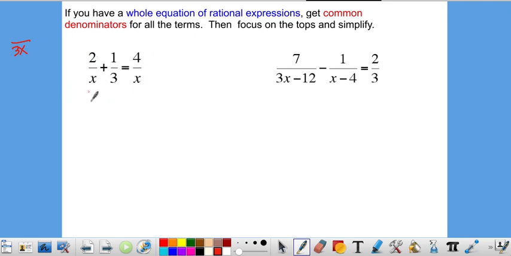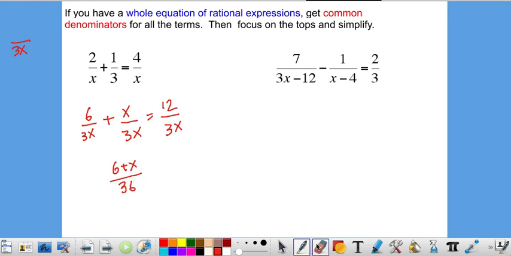So we're going to multiply this fraction by 3 over 3, so 6 over 3x, plus we're going to multiply this fraction in the middle by x over x, and then we're going to multiply the fraction on the right by 3, so 12 over 3x. And then simplifying this, you'd get 6 plus x over 3x equals 12 over 3x.